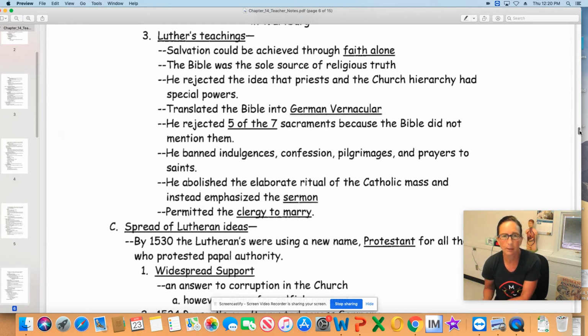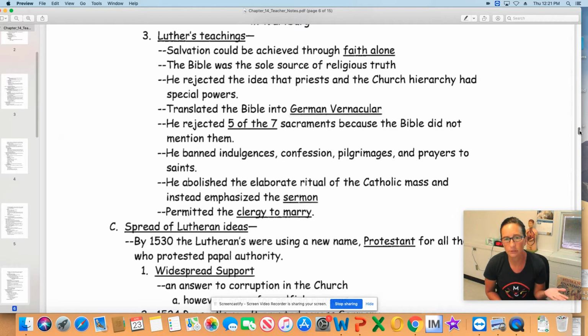And what's the difference between the Lutheran denomination and the Catholic denomination of Christianity? Salvation could be achieved through faith alone. The Bible was the sole source of religious truth. He rejected the idea that priests and church hierarchy had special powers. He took the Bible, which was in Latin, and translated it into the German vernacular, which means more people could read it. He rejected 5 of the 7 sacraments.